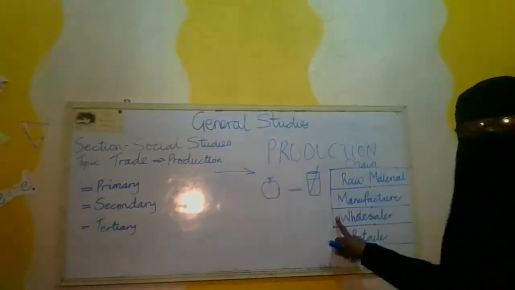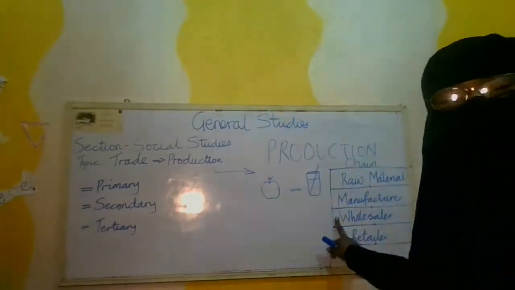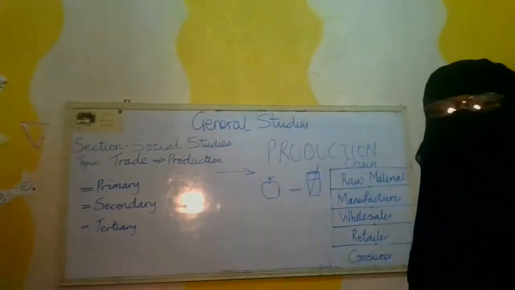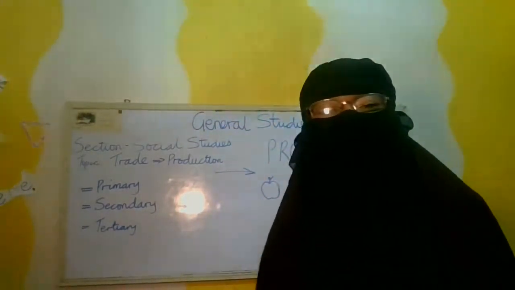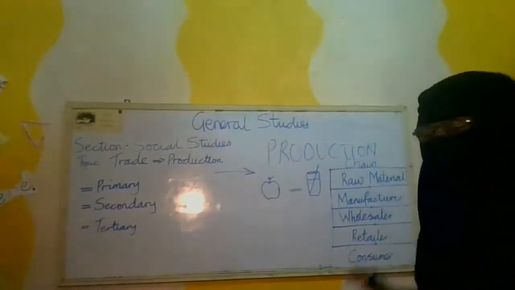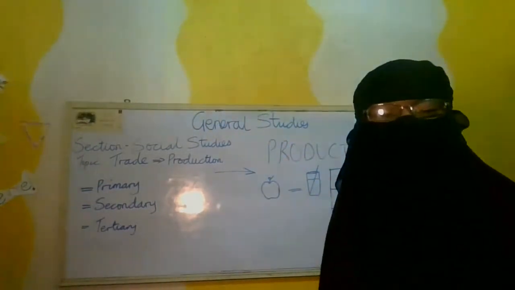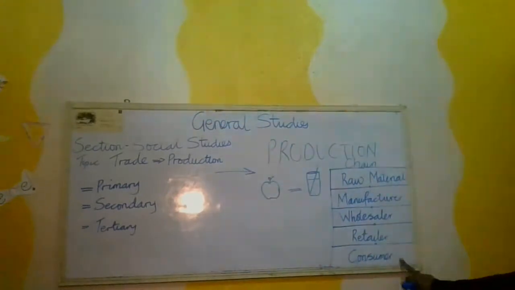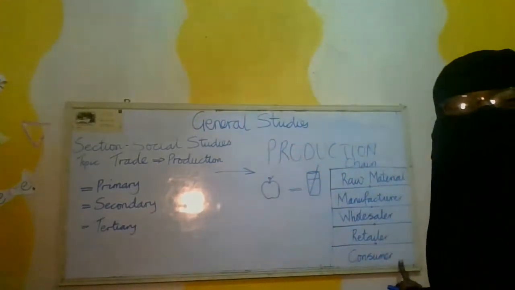And the next person is the wholesaler. The wholesaler is the one that buys this in bulk from the manufacturer, so that it will sell it in smaller parts to retailers. Retailers are those that buy them in smaller quantities and sell them in much smaller quantities to the consumer. So let's look at milk.